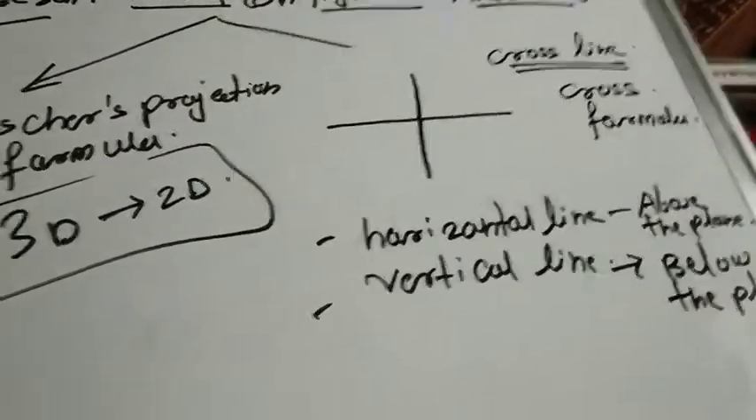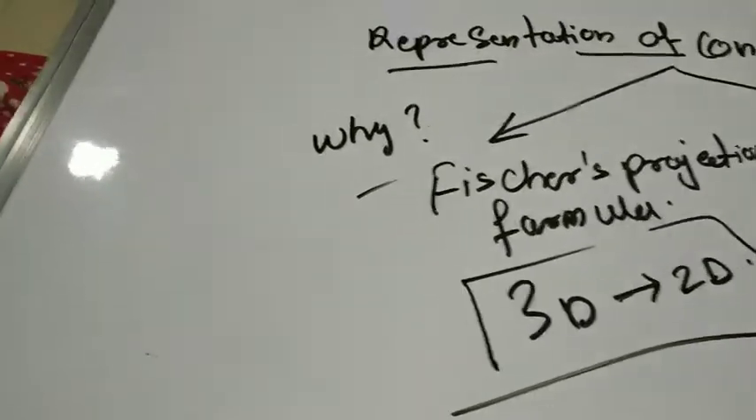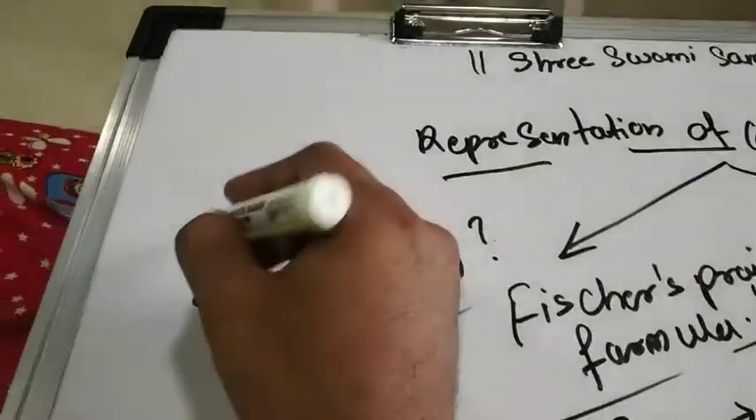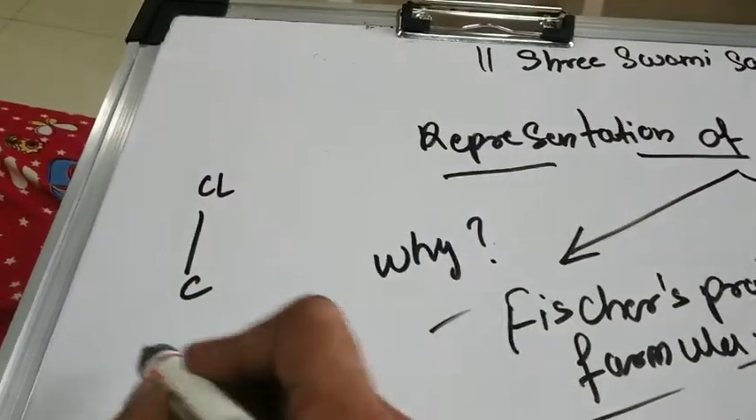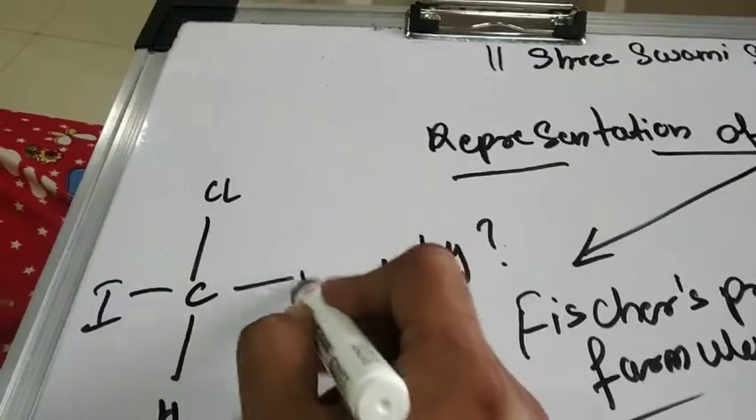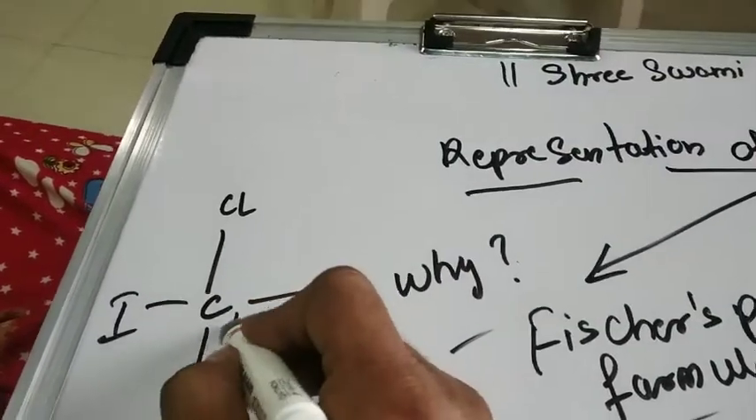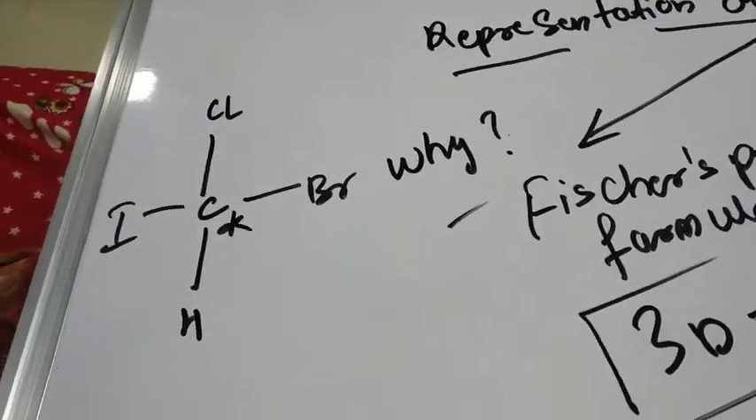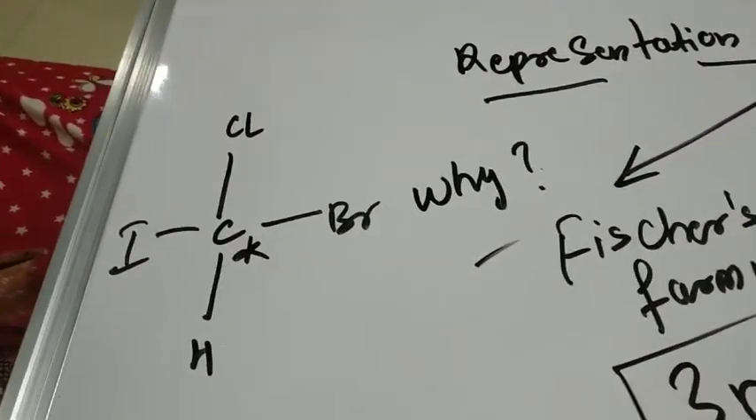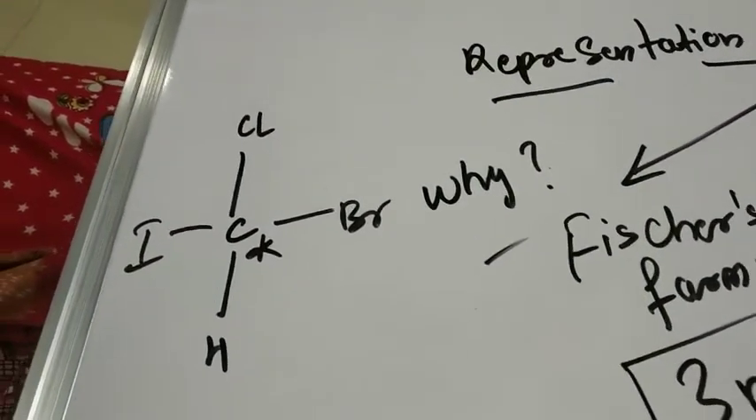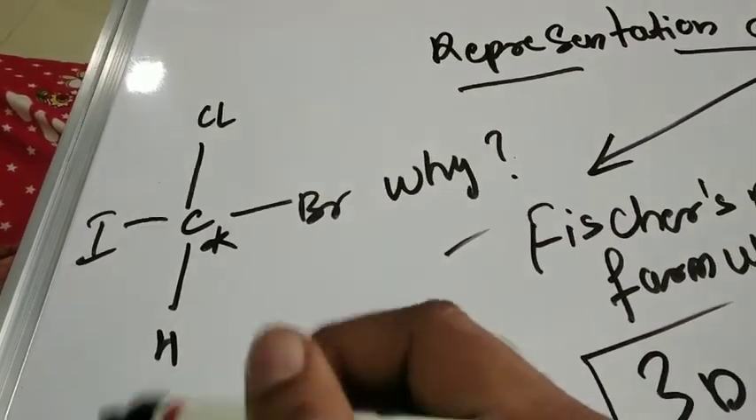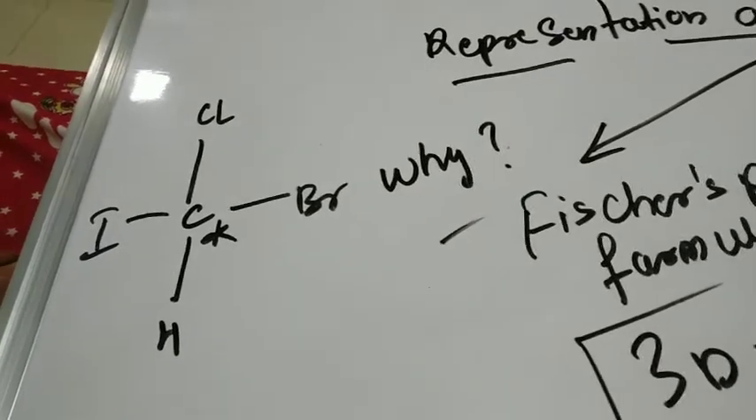So here I can take one example. I will show you one example. For example, this is carbon, this is Cl, this is hydrogen, this is iodine, and this is bromine, right? This is a chiral carbon. You all know what a chiral carbon is: a carbon containing 4 different groups is called a chiral carbon. Now in this particular chiral carbon, you can see it is a cross formula. One is containing the vertical line, one is containing the horizontal line, right?